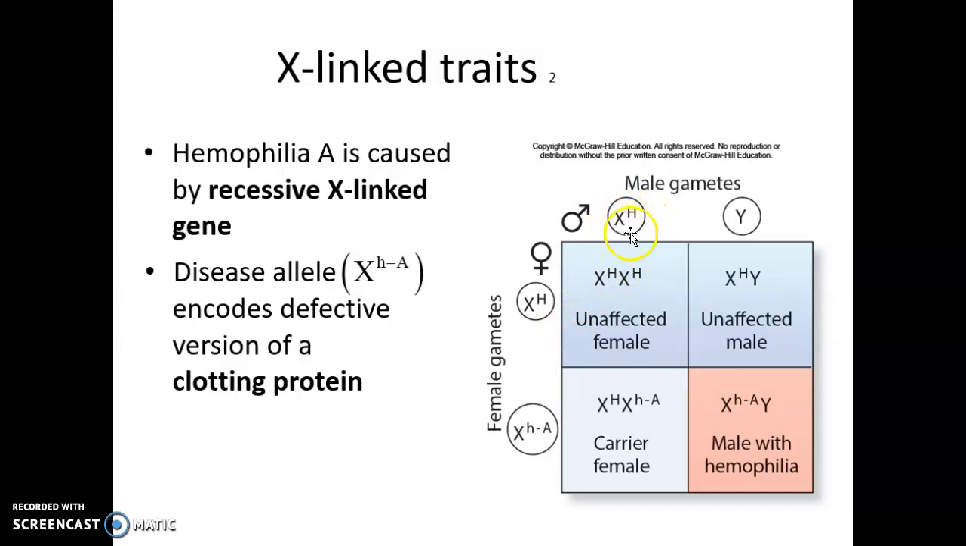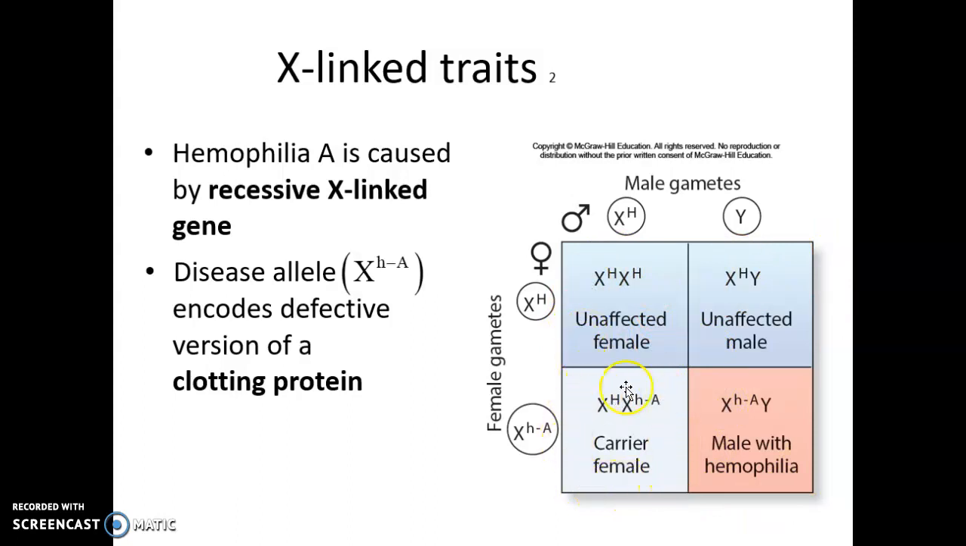The male in this case can only give a good version of his hemoglobin gene on this X chromosome, and the Y chromosome doesn't have that allele. Now what we can see is that when we have the children, we have the two females here and two males here. This female is unaffected. She doesn't have the disease.